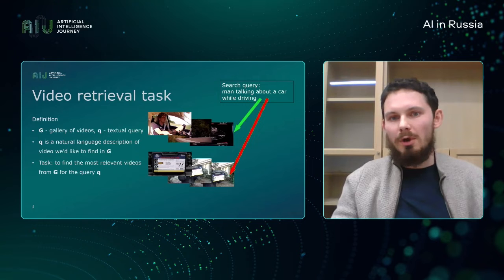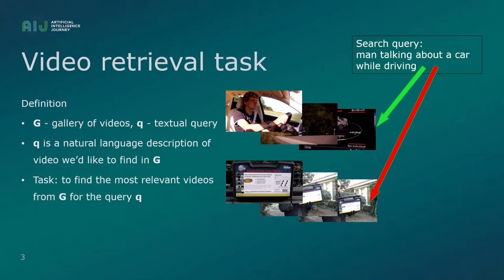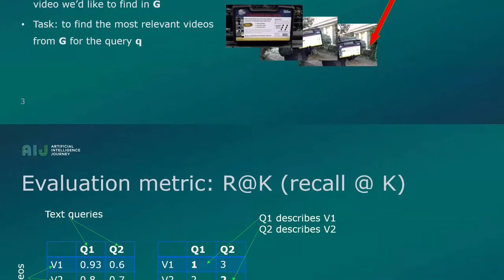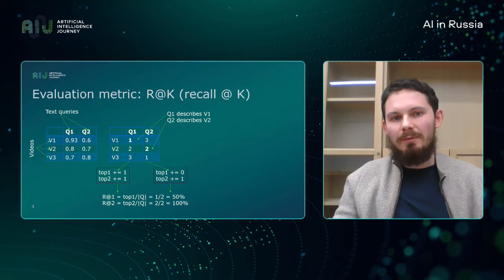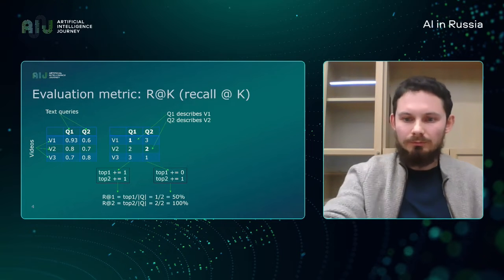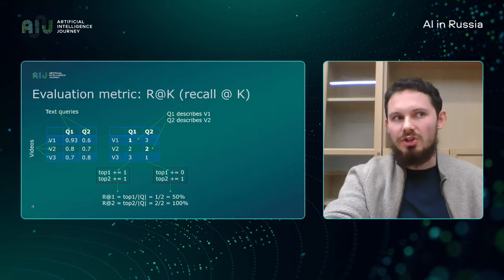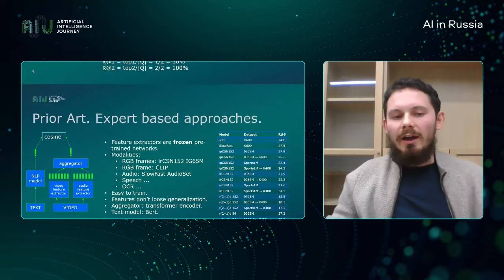Here is an example. In the top right corner, you can see the search query: man talking about a car while driving. The system must understand that the image should contain a man. They perform some action, they talk, but they do not just talk, they talk while driving. At the same time, it would be great if the system would understand what they speak about. Maybe they speak about cars. The standard metric here is R@K, or recall at K. Here you can see all the details on the slide. It's important to know that the higher the value, the better.